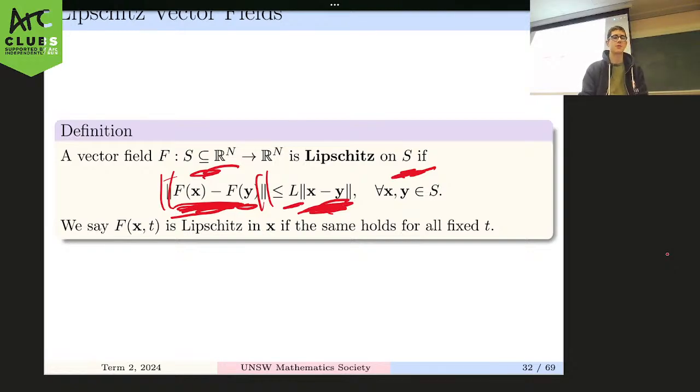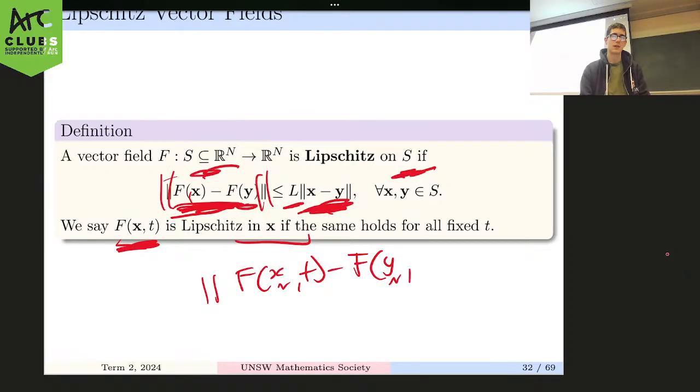And what we can also say is that if we have a function of position and time, then we say it's Lipschitz if it holds for all fixed time values. So that would be saying it's Lipschitz in x if we have the norm of f of x, t minus f of y, t for fixed t, and it works for all fixed t, is less than or equal to L times the norm of x minus y, right? Okay.